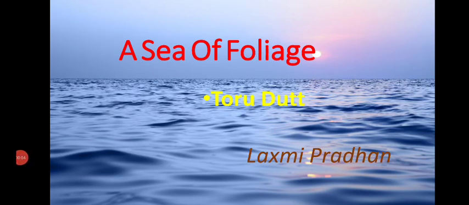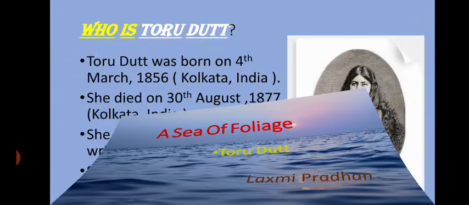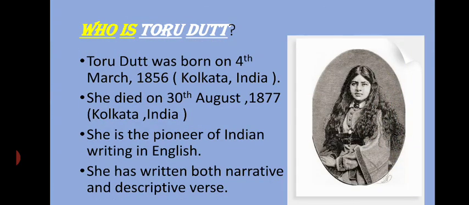Today I am going to deal with another fresh poem. The poem is A Sea of Foliage composed by Toru Dutt. Now let's find out who is Toru Dutt. Toru Dutt was born on 4th March 1856, Kolkata, India. She died on 30th August 1877, Kolkata, India.